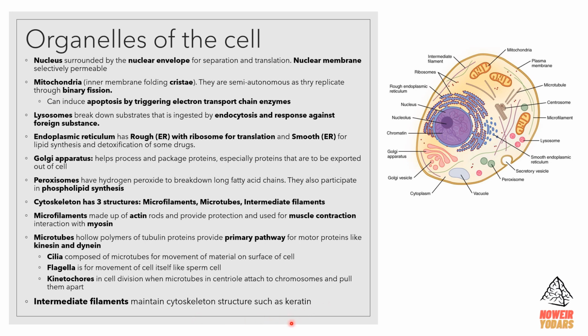And then lastly, intermediate filaments, and they maintain the cytoskeleton structure such as keratin. Do you know what keratin is? So look at your nails right now. This is keratin.